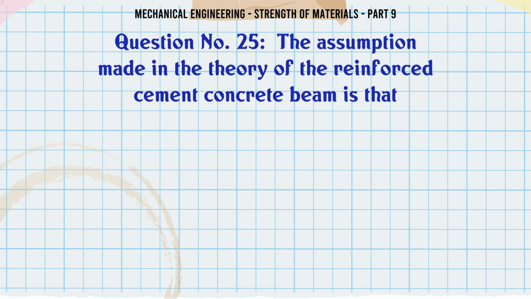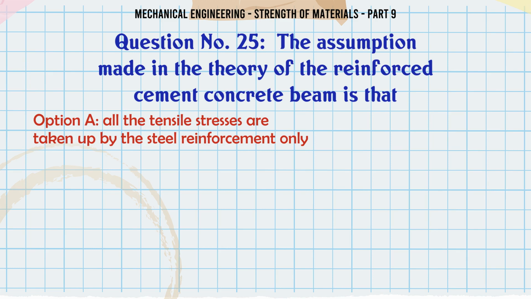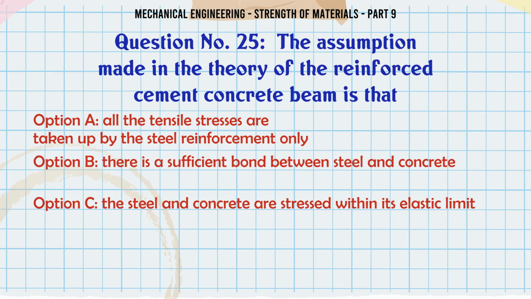The assumption made in the theory of the reinforced cement concrete beam is that: A. all the tensile stresses are taken up by the steel reinforcement only, B. there is a sufficient bond between steel and concrete, C. the steel and concrete are stressed within its elastic limit, D.